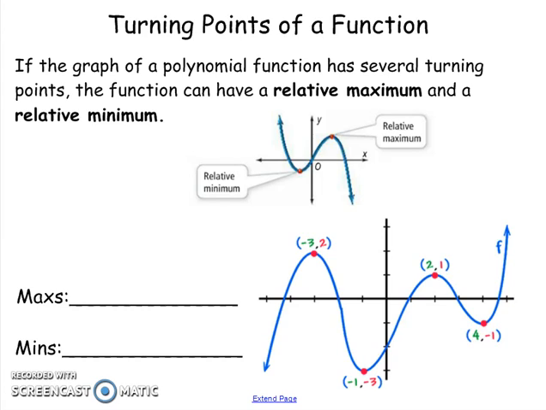If we look at this example here, the maxes and the mins are already given to us. All of the maxes are like the mountains, and all of the mins are the little valleys. So what would be one of the maxes that we have? We have -3, 2. That's a maximum. Another maximum that I have is 2, 1. Those are both relative maximums. For the minimums, we have -1, -3, and we also have 4, -1. Those are both minimums.